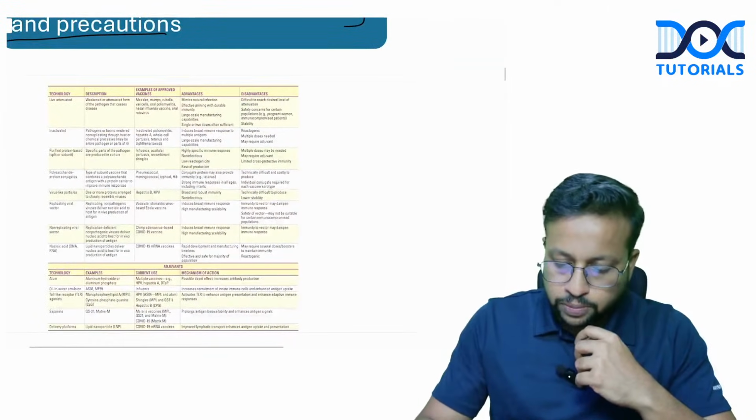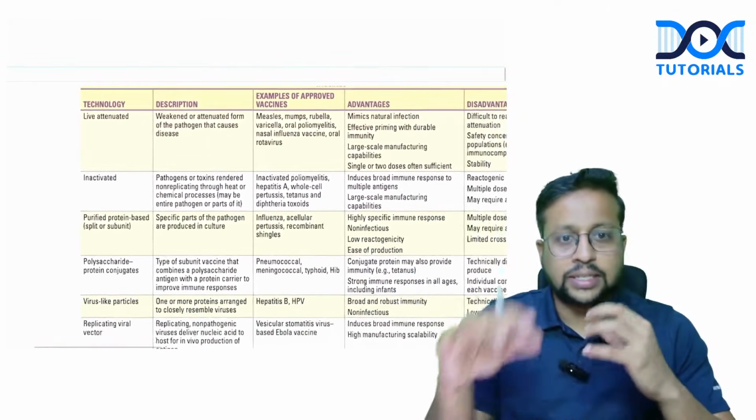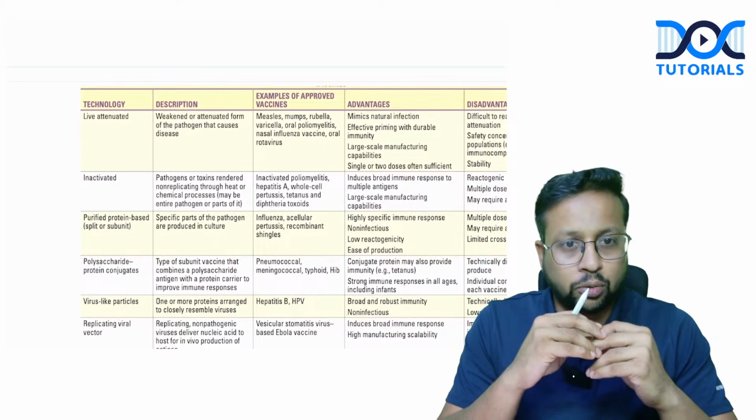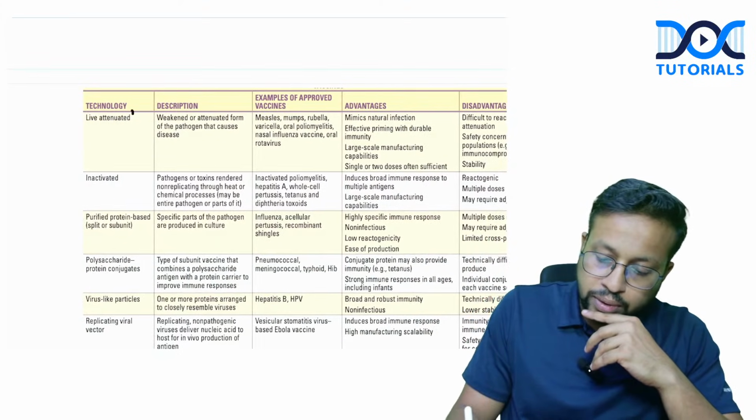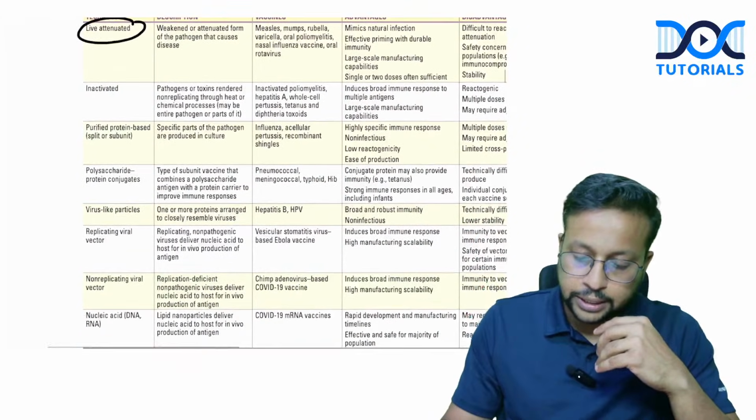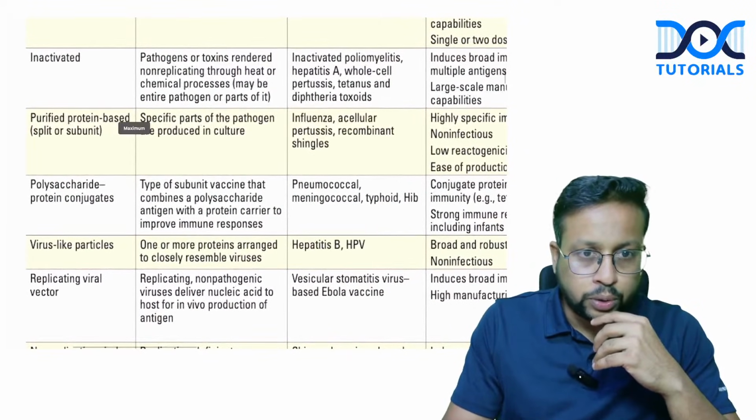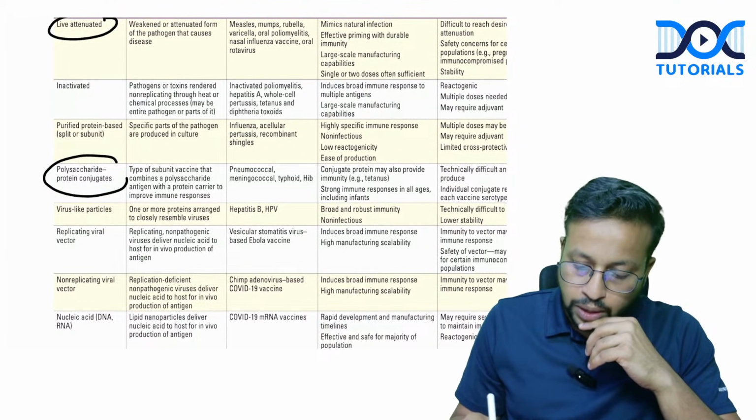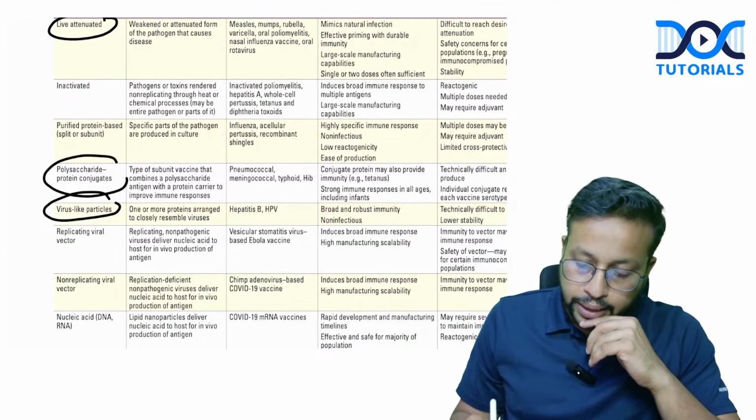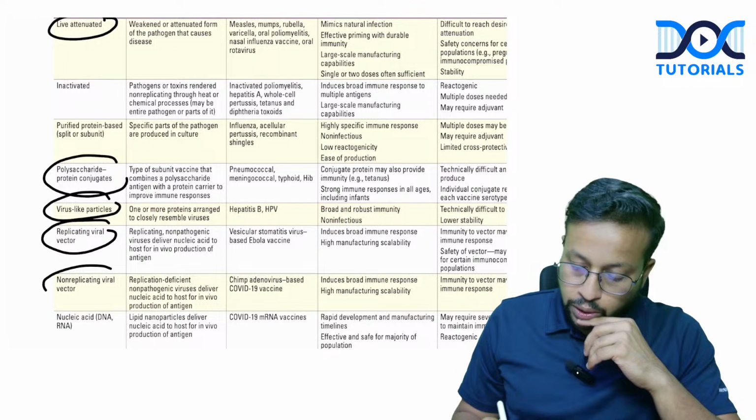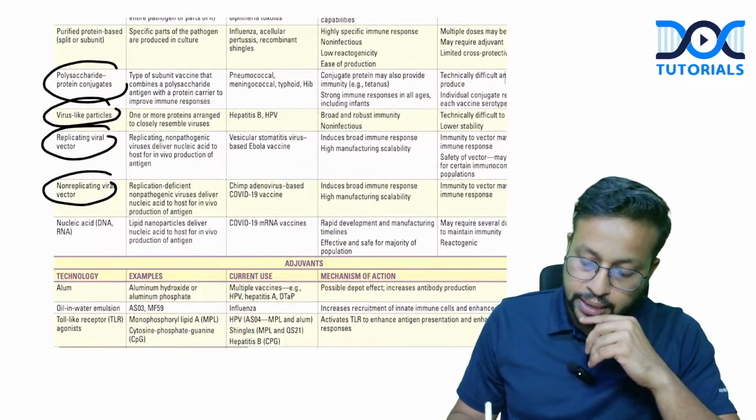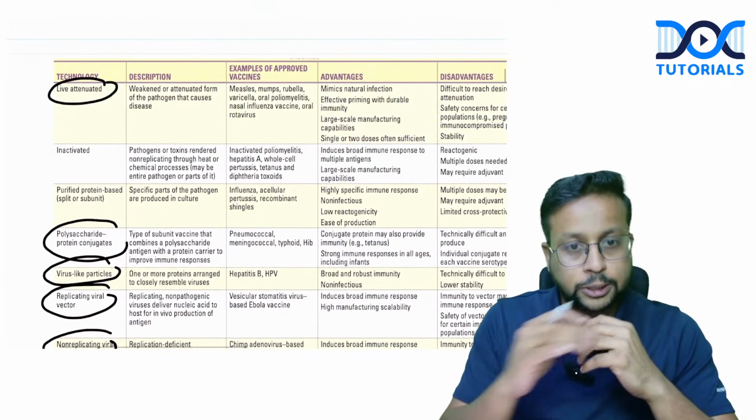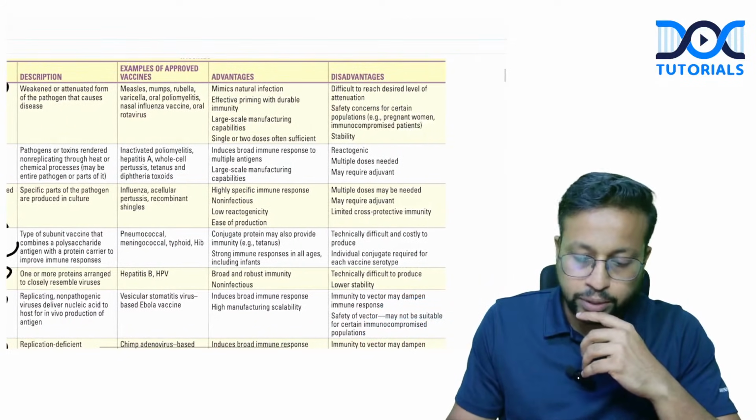Now, if you look at this particular table, you can see they have categorized adult vaccinations into the live attenuated, the inactivated, the purified protein-based vaccines, polysaccharide protein conjugates, virus-like particles, replicating viral vectors, non-replicating viral vectors, and the nucleic acid vaccines. Just a few examples that can be important.